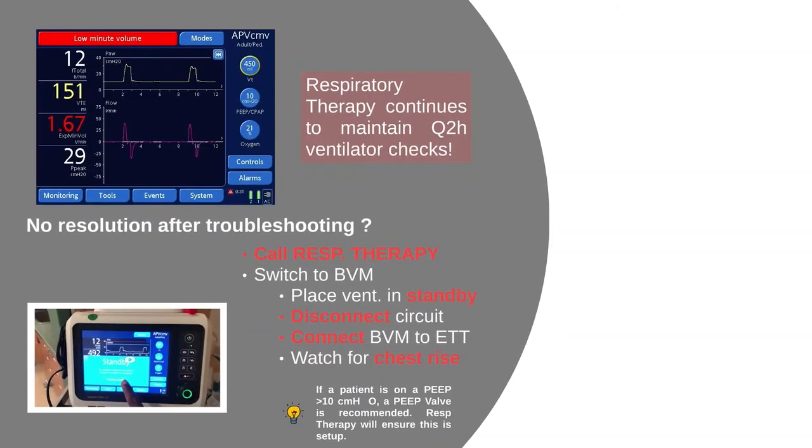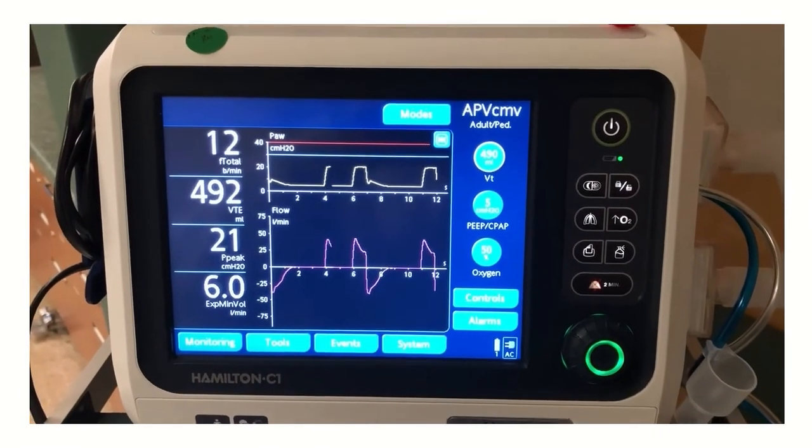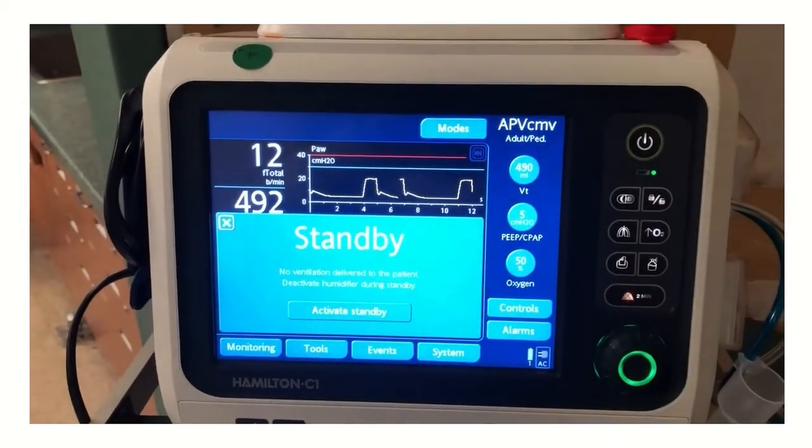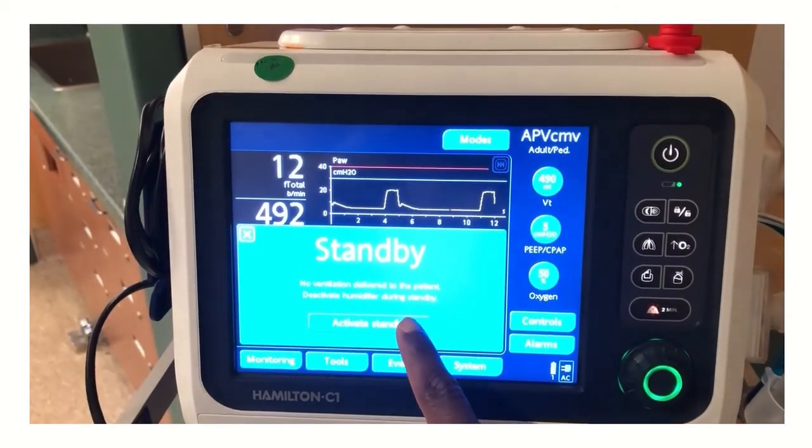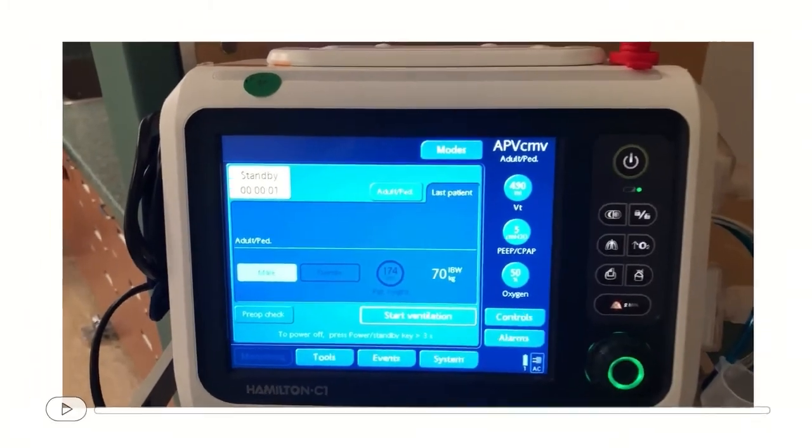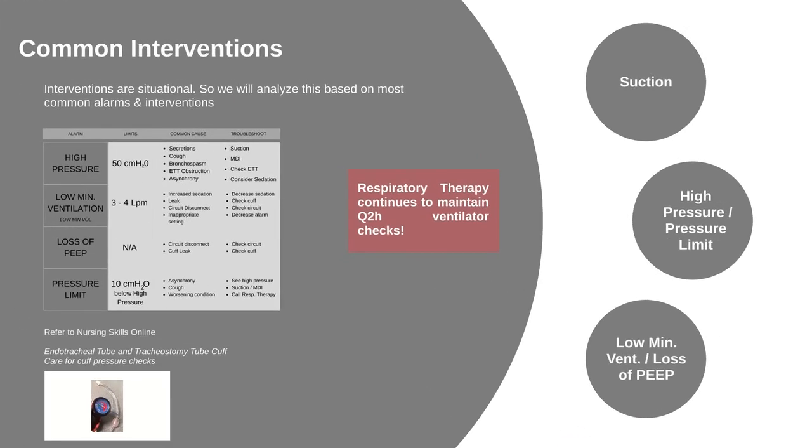Again, a common alarm, low minute ventilation. If your troubleshooting does not work, same drill: place your ventilator in standby and switch to the BVM. Again, standby by pushing the power button once and then the activate standby tab.